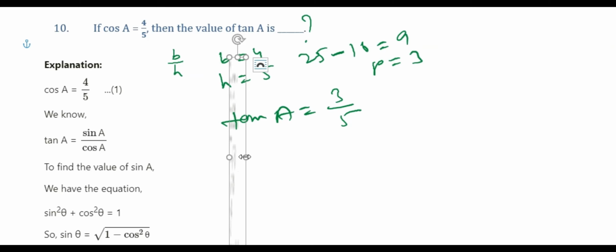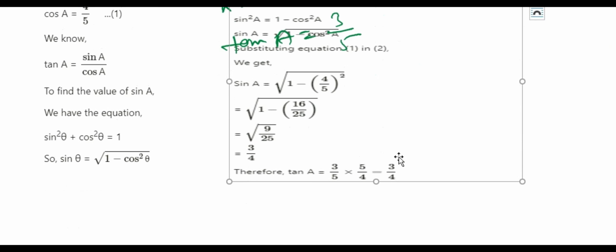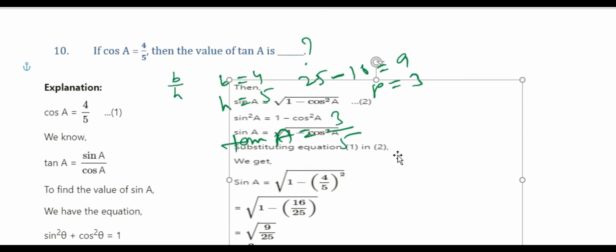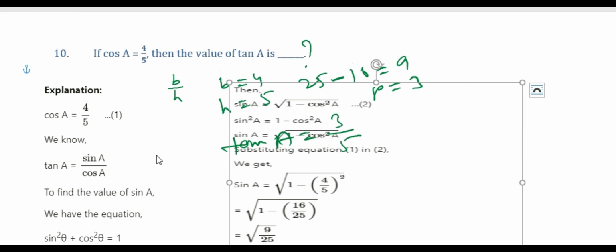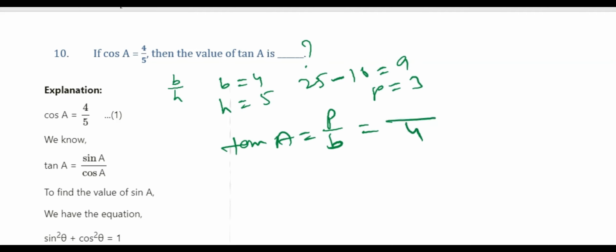3 by 5? No. Why? Because you know very well, tan A equals p by b. So b we have 4, we write 4 in the denominator, and p equals 3. So this is the answer for 1 mark.